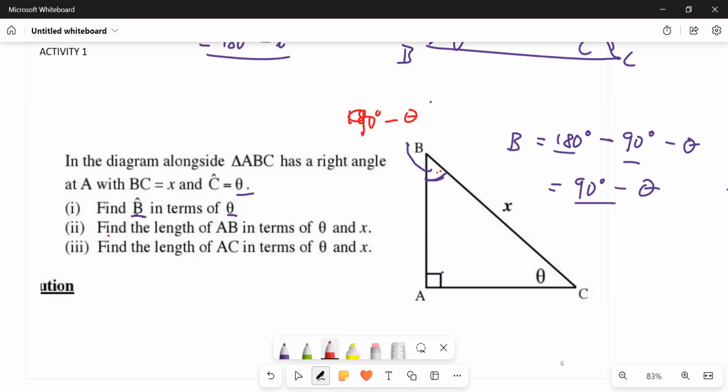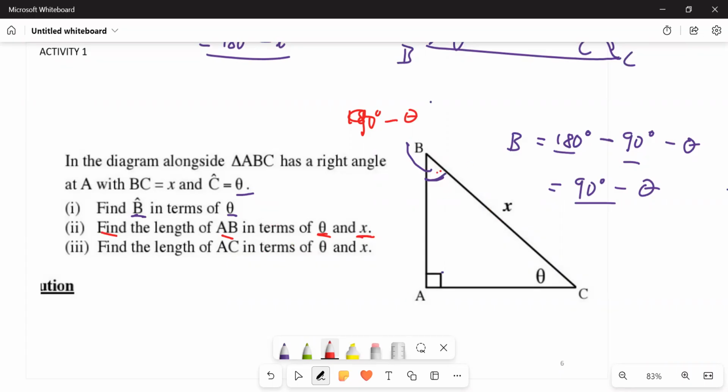And then we go to number two. With number two, they say find the length of AB in terms of, so you should have what? You should have theta, and then you should also have what? X. Can you see that? Now, another way they could have asked this question, you will see.